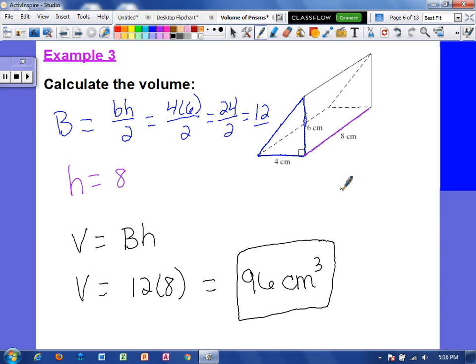Now, I want you to also think of this as if we took the area of this, we know it's 12, and then if we stacked it 8 times this way, we would multiply that by 8 and get a total of 96 centimeters cubed.